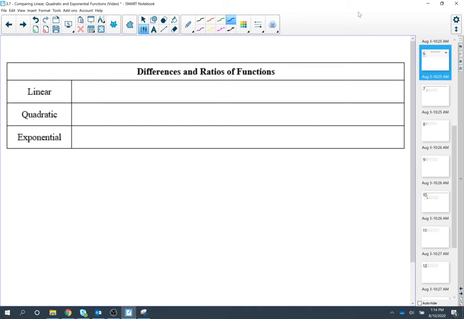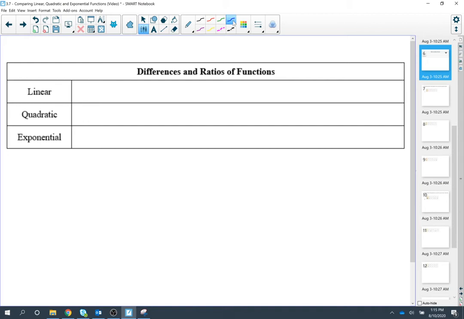Okay, everybody. The next way we're going to identify our linear, exponential, and quadratic functions is we're going to use differences and ratios. So far, if we've got some points, we can plot them, we can figure out what type of a graph it appears to be. But here's going to be a different way to go about doing that.